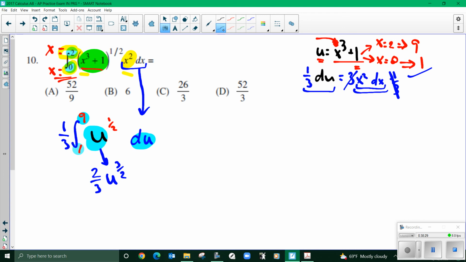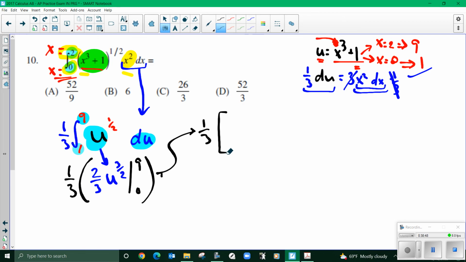And, oh, by the way, I still have my 1/3 on the outside. I don't need a plus c because I have bounds. I want this from 9 to 1. All right, so let's do some math. Let's go up here. 1/3. I'm going to plug in the 9 first. Okay, 2/3 times 9 to the 3/2.